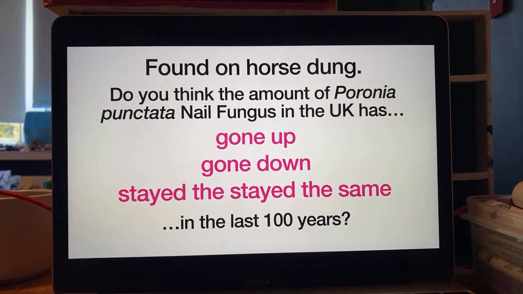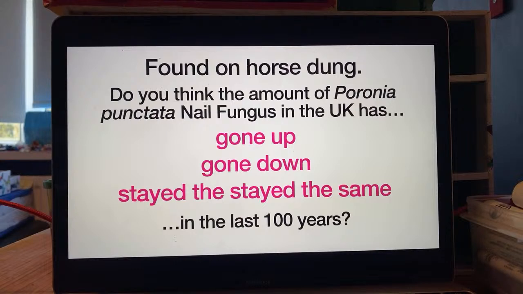So question for you. Do you think the amount of Peronia punctata nail fungus in the UK has gone up, gone down, or stayed the same in the last 100 years?